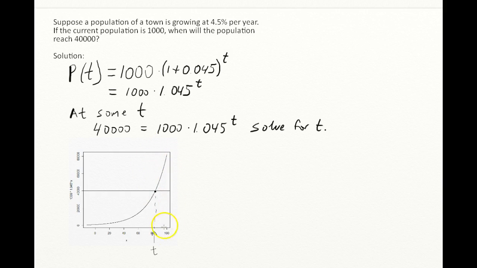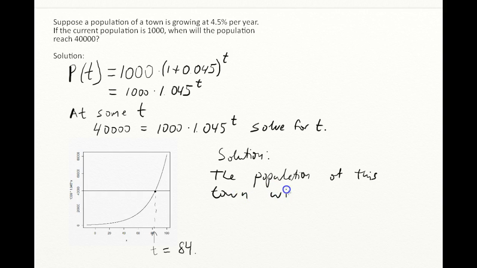So this value of t, we said it was 84. Alright, so the solution here: the population of this town will be 40,000 in 84 years from now.